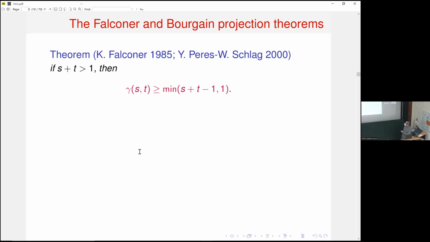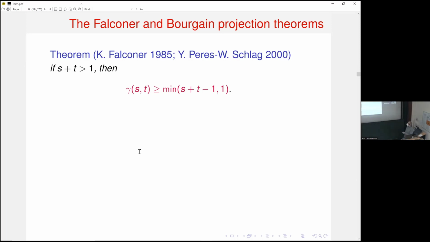So the first new result in this area after Kaufman's theorem was a result of Kenneth Falconer from the mid-80s. And actually, this was stated in this way in a later paper of Peres and Schlag, but I would say that the proof was at least implicit. Falconer proved something else, but closer related to this, I would say.